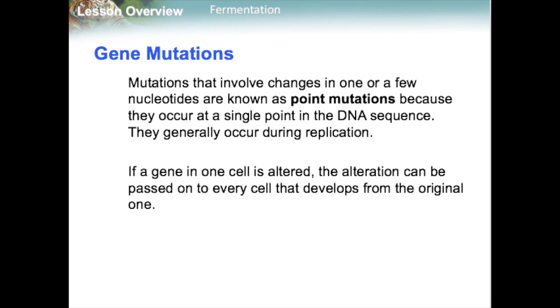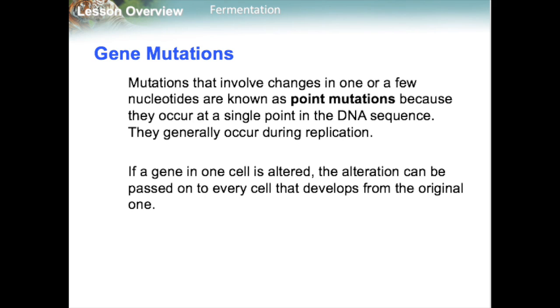So mutations that involve changes in one or few nucleotides are known as point mutations because they're very specific. So they occur at a single point of the DNA sequence, and they usually occur when you're replicating DNA. If a gene is altered, the alteration can be passed on to every cell that develops from the original one.